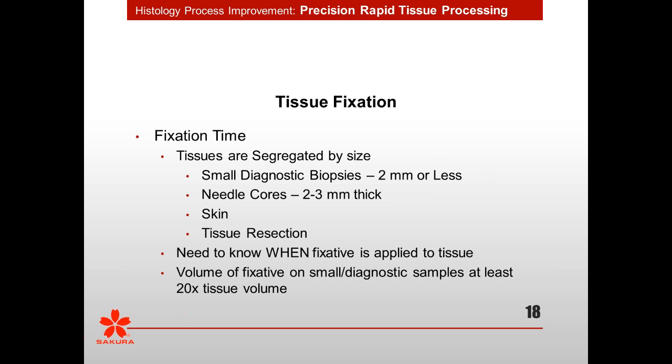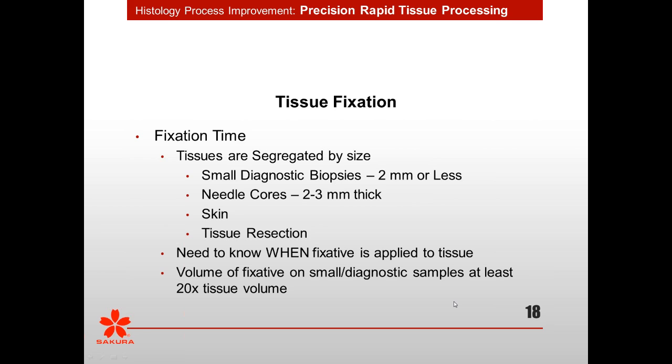Fixation time. Tissues, when you segregate by size: small diagnostic biopsies are 2 millimeters or less, needle cores 2 to 3 millimeters thick, and that's usually dependent upon the service. They can be even smaller, your needle cores, skin, and then tissue resection. But if you try to segregate those four different types, I think you can better control the fixation, the processing, and the gross dissection.